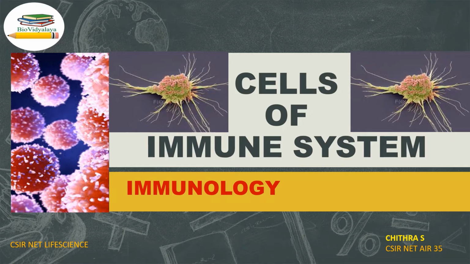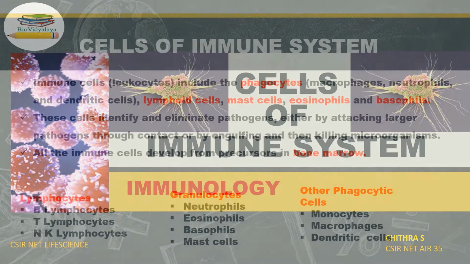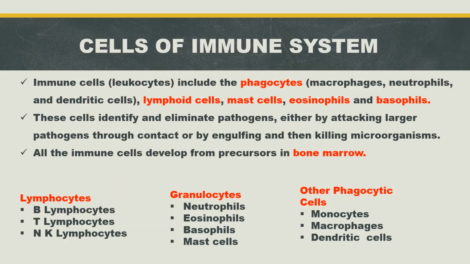In our previous videos, we have discussed immunology, types of immunity and inflammation. In this video, we are going to discuss the cells of the immune system. The immune system is the array of cells, tissues and organs that work together to defend against foreign invaders. Foreign invaders include both biotic and abiotic, that means living and non-living invaders.